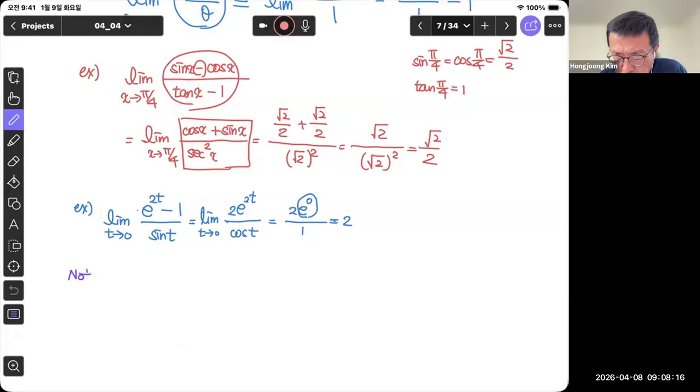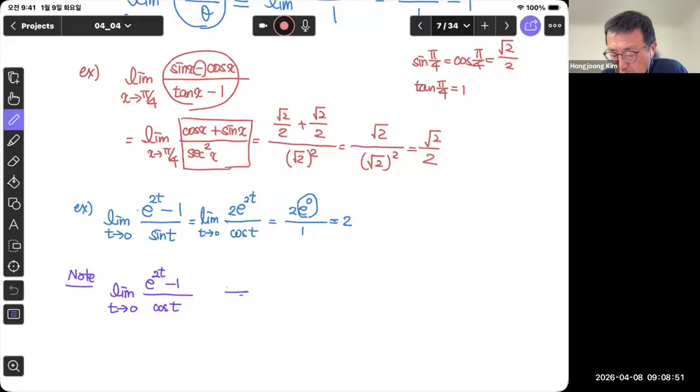One note. What if I slightly modify the function? If I have (e^(2t) - 1) over cosine t, and then I let t go to 0. Now, in this case, the numerator approaches the value 0, but on the other hand, the denominator does not approach 0 as t goes to 0, right? So in that case, you cannot apply L'Hopital's rule.